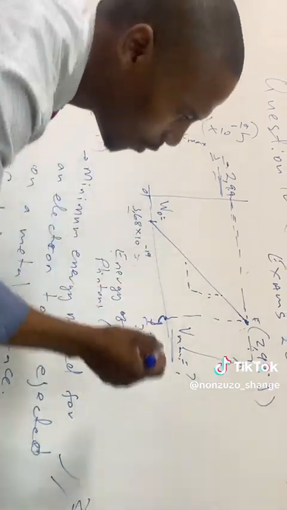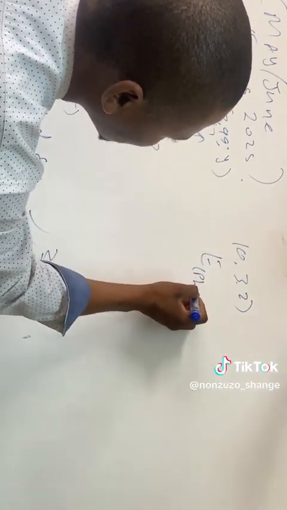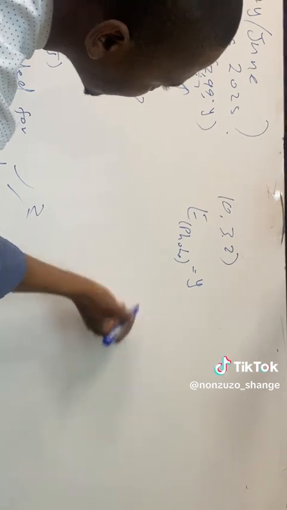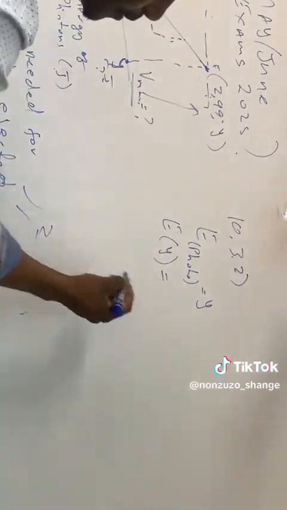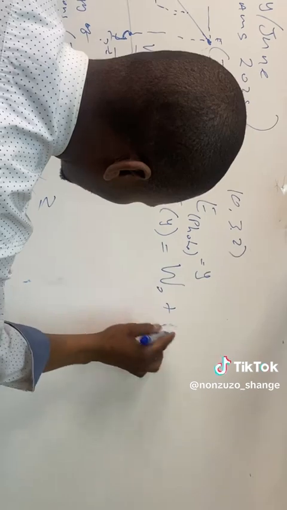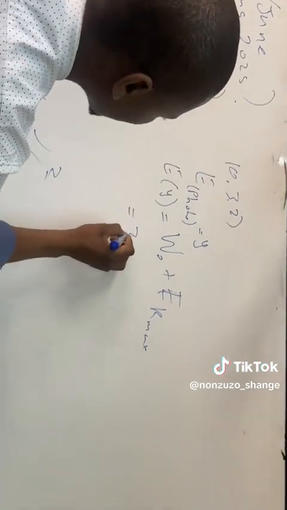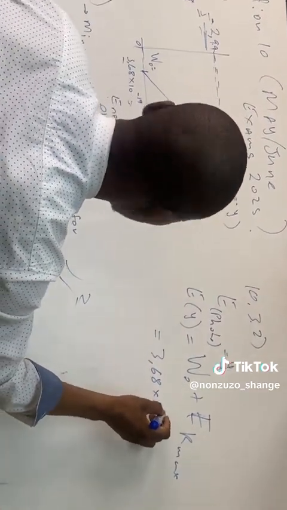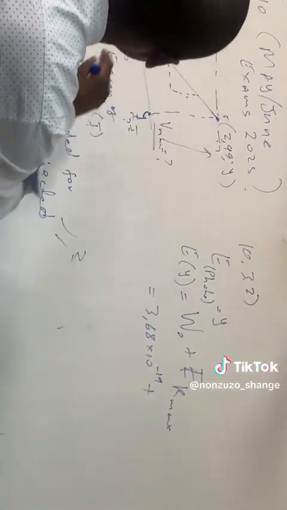I can say work function plus, remember this formula here? Then work function is 3,68 times 10 to the power minus 19 plus maximum kinetic energy is 2,99 times 10 to the power minus 19. Therefore, y is the same as E. Then you just press your calculator now there. How many marks there? 4 marks.